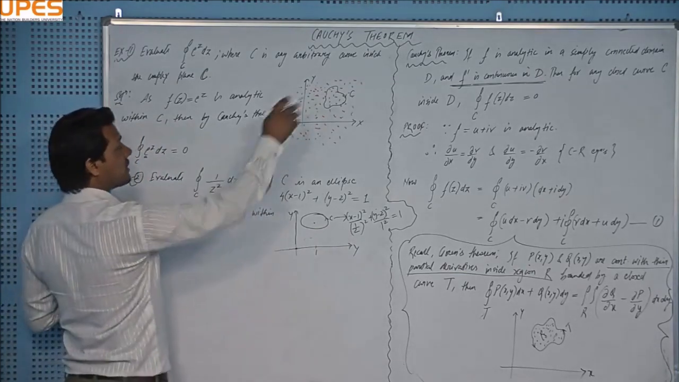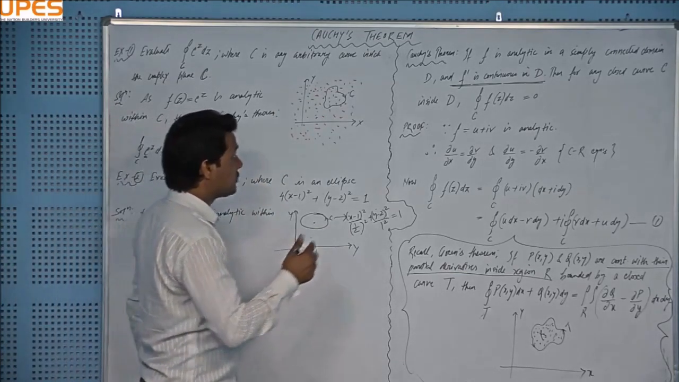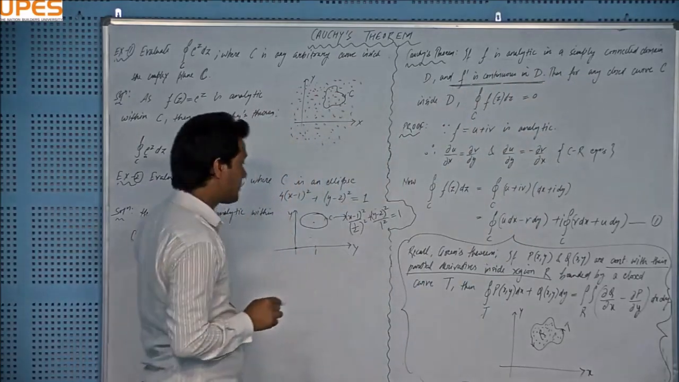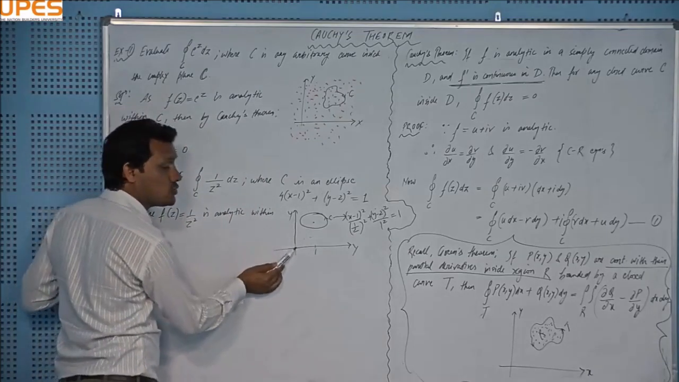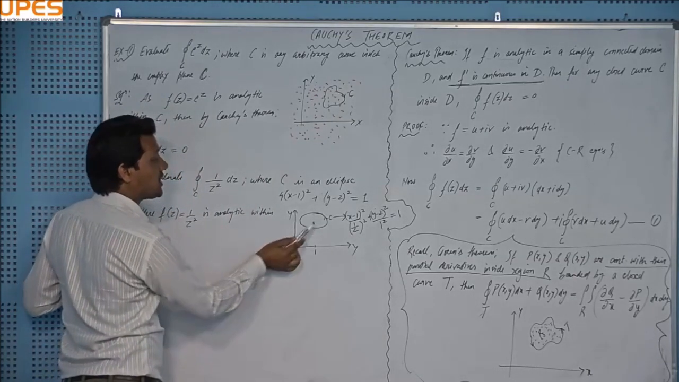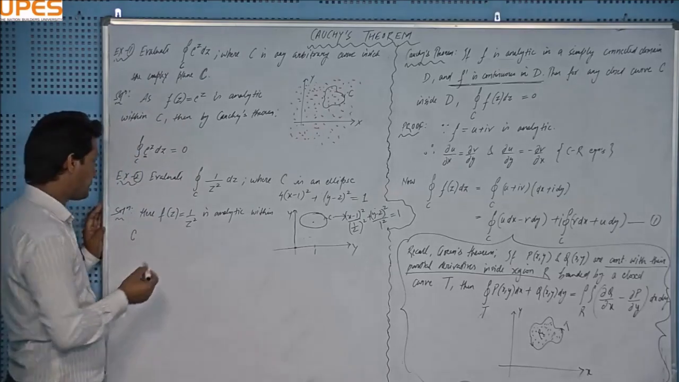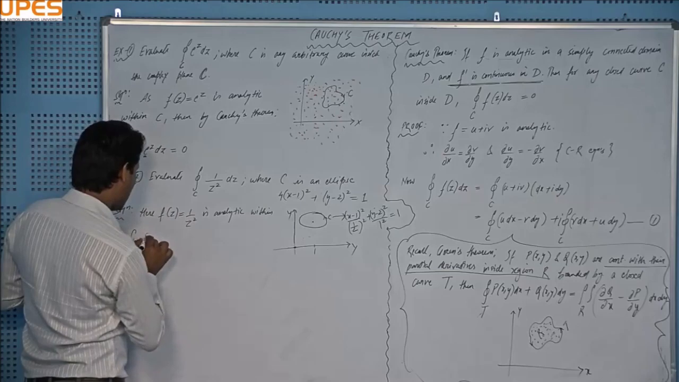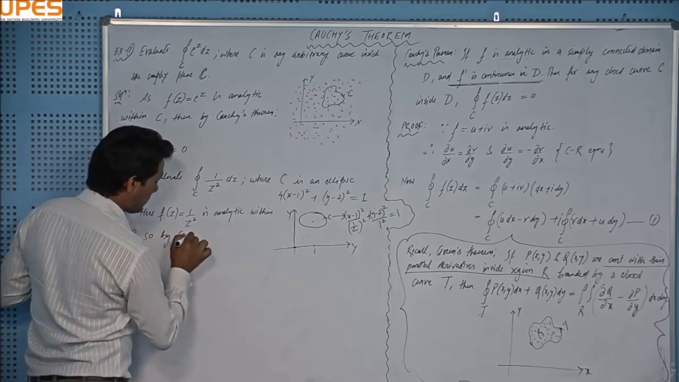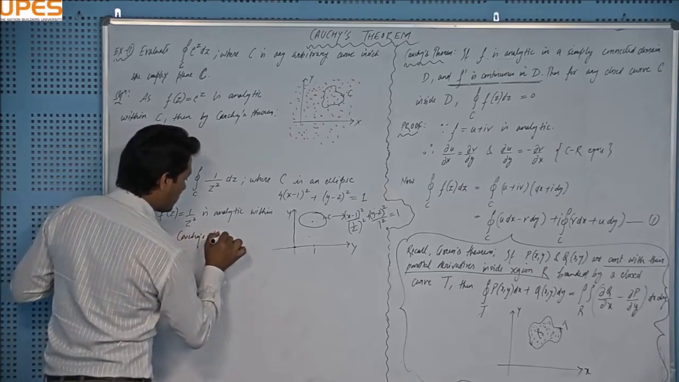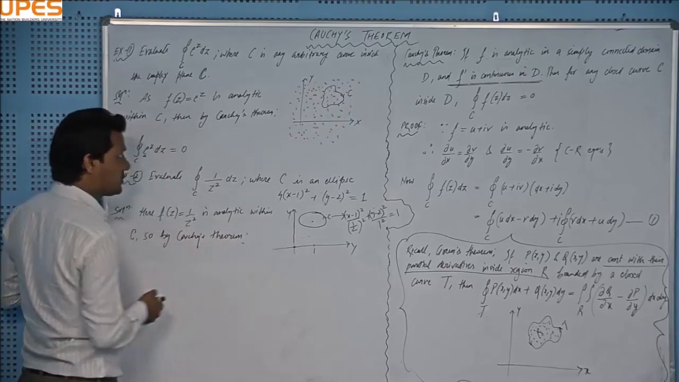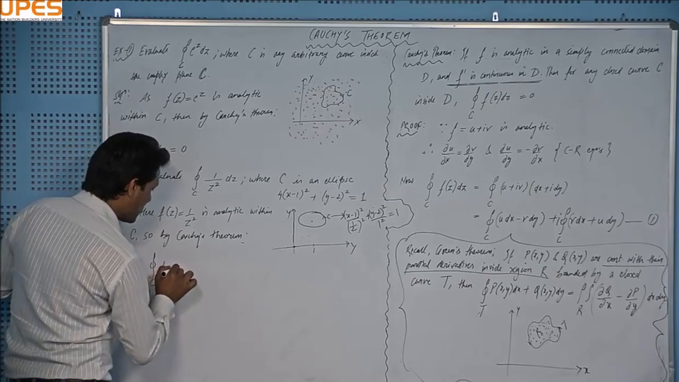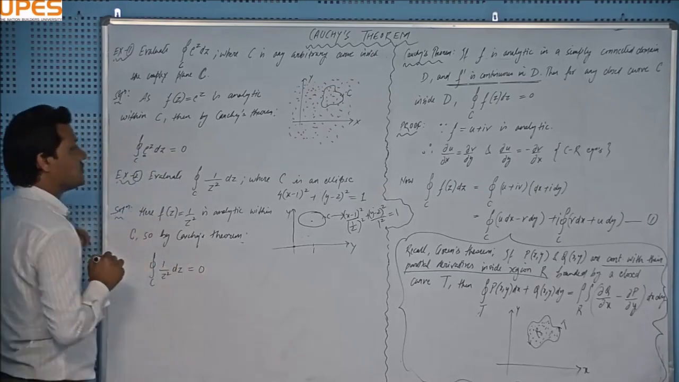And then we can freely use that theorem, because one of the hypotheses of this theorem is that f should be analytic in a simply connected domain D, right? F is not, however, analytic at z equal to 0, but luckily z equal to 0 is outside this C, right? Okay, it is analytic within C. So by Cauchy's theorem, or Cauchy-Goursat theorem, you can write the integration over C of 1 over z square dz will be equal to 0, right?